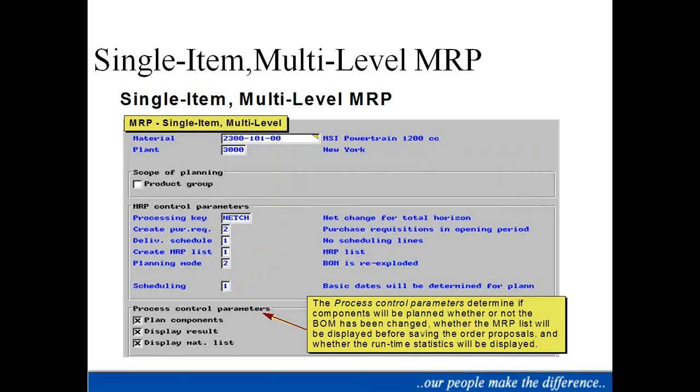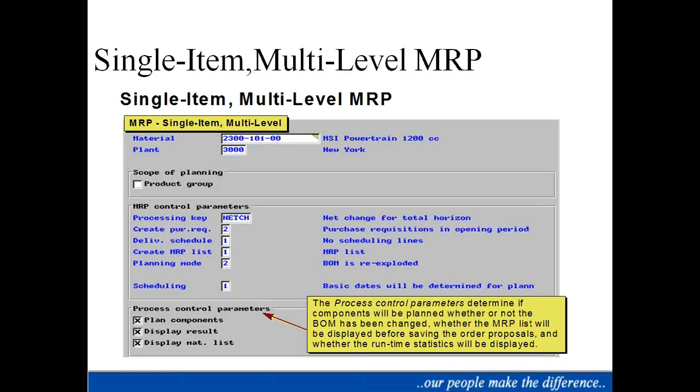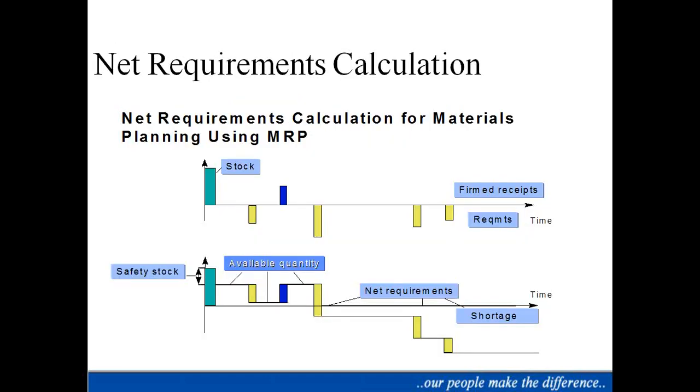And process control parameters we also discussed. That is plan unchanged components, where if I select this, what will happen? Display results before they are saved, display the MRP list, display the material list, and also the last option, simulation mode, we also looked into. Is that right, Chandra? Stock, safety stock, this is coming into the picture now.